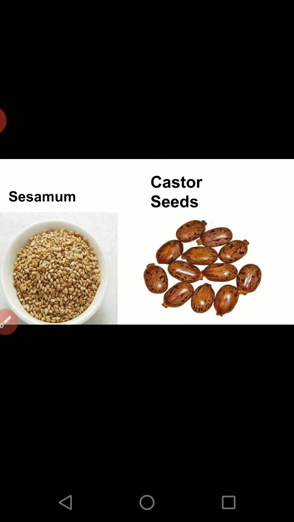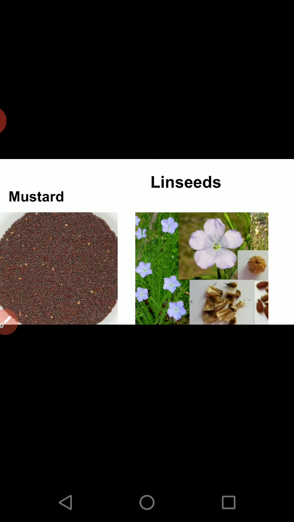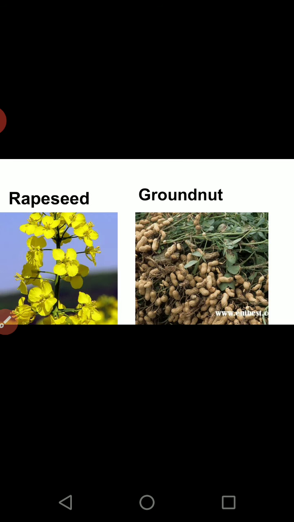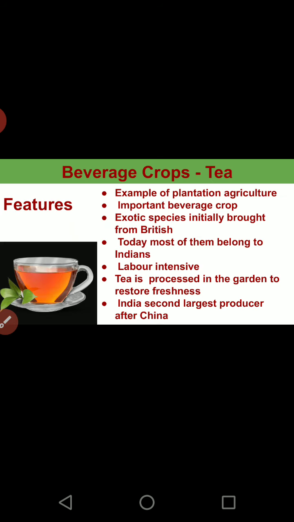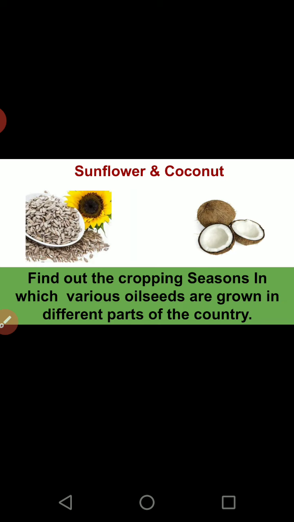These are some seeds which are used, some of which may be new for us: sesame, til, castor seeds, mustard, that is rye, linseed. The flowers and the seeds are seen over here. Rapeseed, the flower is shown, and the groundnut, and sunflower, and lastly the coconut.